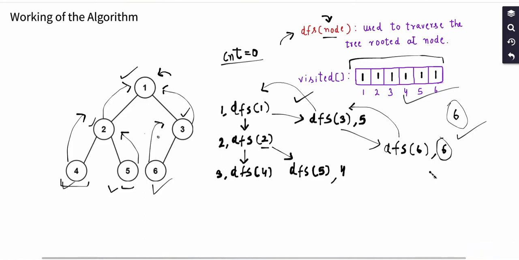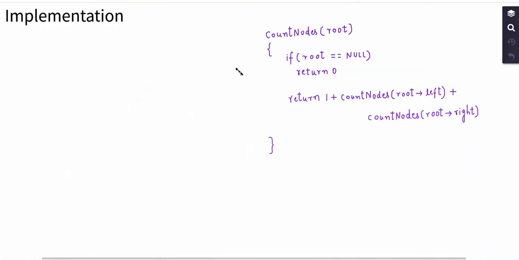So let's see the implementation for this algorithm. So this is the implementation for the depth first search algorithm that we discussed in the previous slide. It takes in the root of the tree, and if the root is null, that means we have reached the leaf node, and since it is a leaf node, we return 0 from here because it does not have any child.